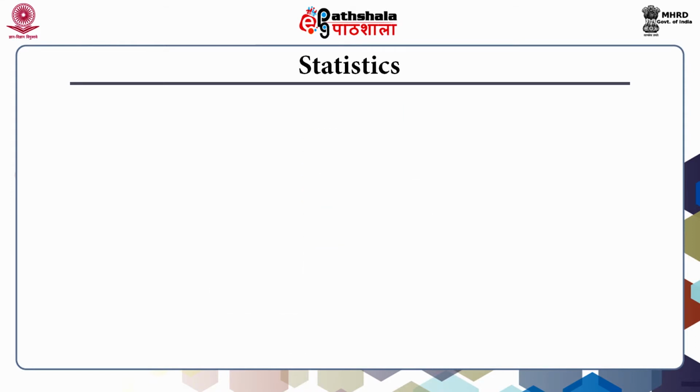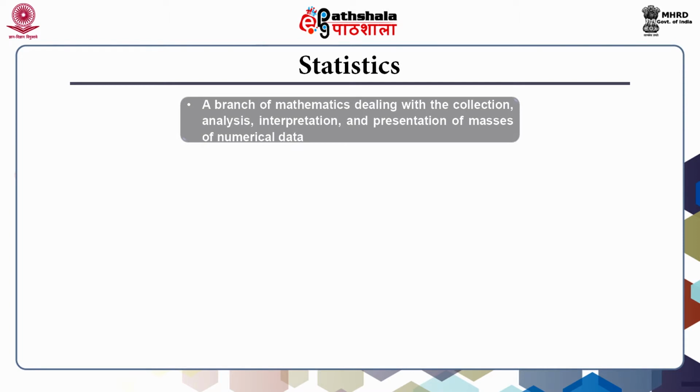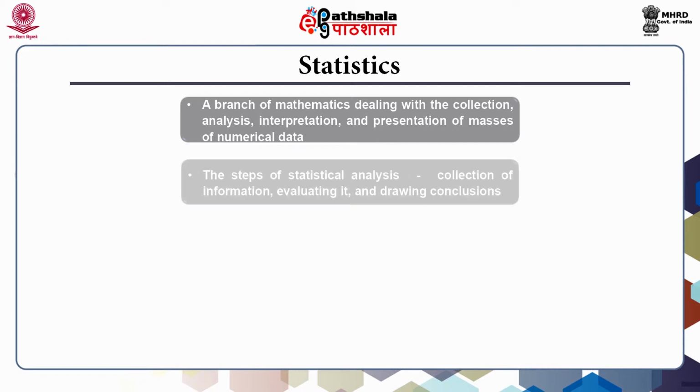Statistics. The online dictionary www.dictionary.com defines statistics as the science that deals with the collection, classification, analysis and interpretation of numerical facts or data, and that by use of mathematical theories of probability imposes order and regularity on aggregates of more or less disparate elements. The Merriam-Webster's Collegiate Dictionary definition is a branch of mathematics dealing with the collection, analysis, interpretation and presentation of masses of numerical data. The steps of statistical analysis involve collecting information, evaluating it and drawing conclusions.